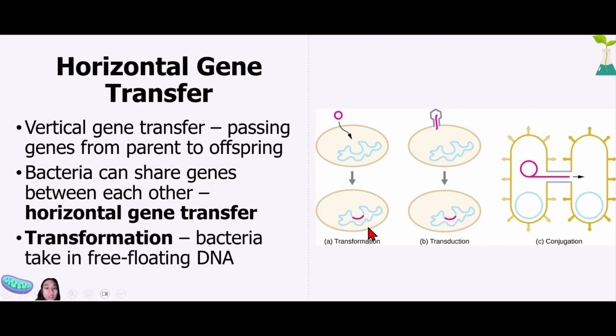Transformation is really simple. Bacteria just take in DNA that is free floating. Some of these pieces of DNA might have a gene that could be useful for them for survival. And so they have this ability to just take in free floating DNA, which is really cool. In the next two slides, we're going to talk about the two other types of gene transfer.